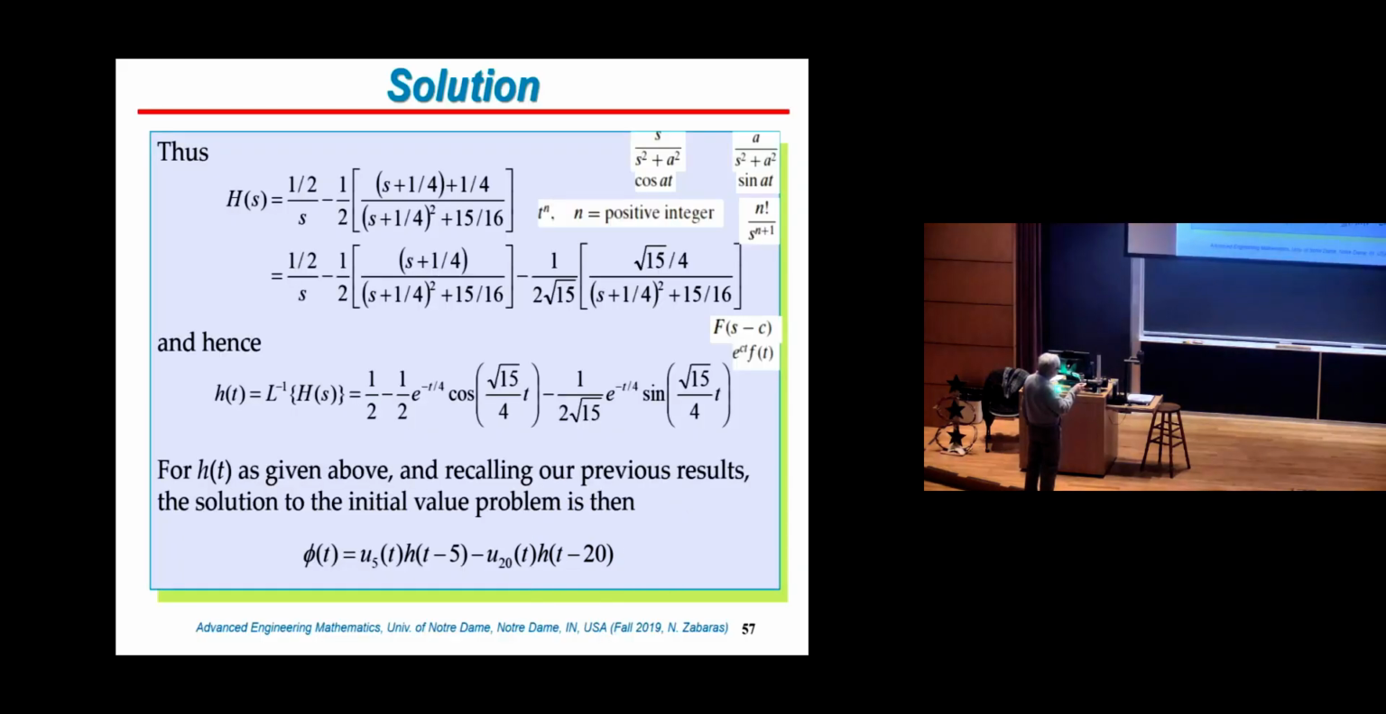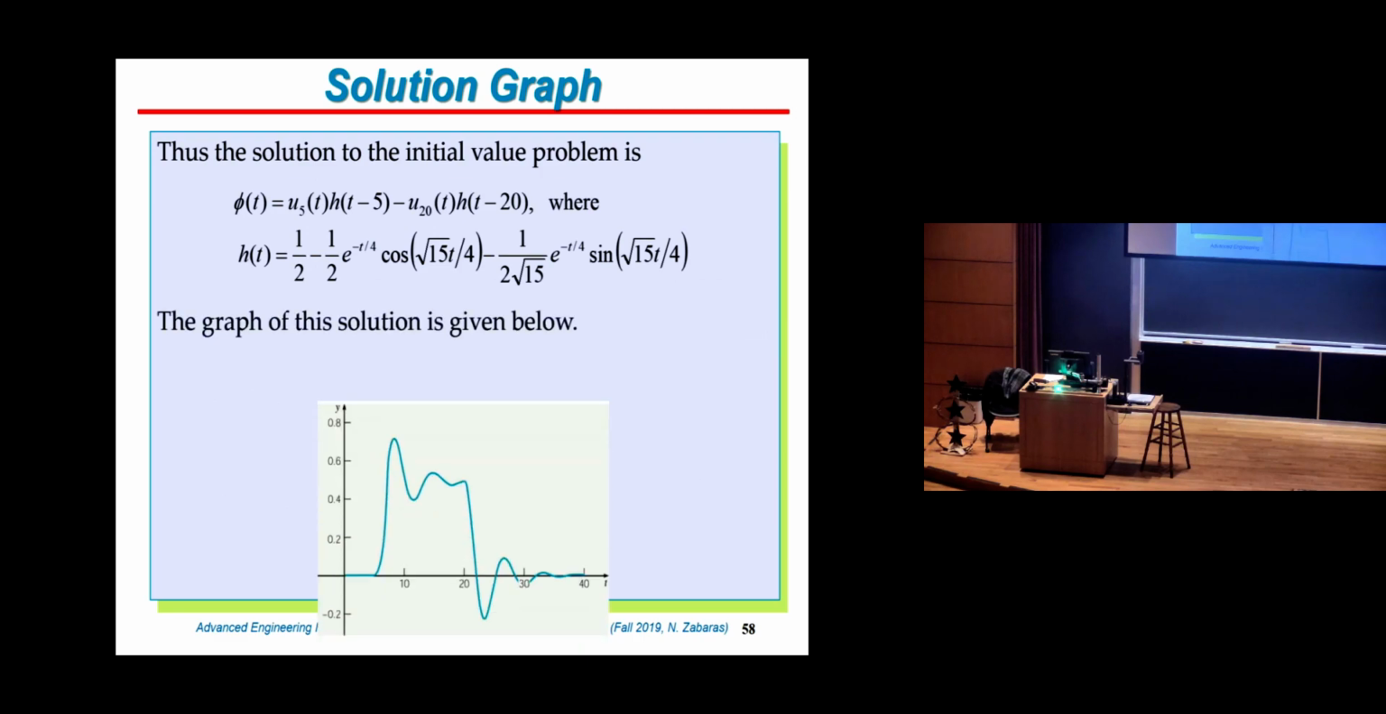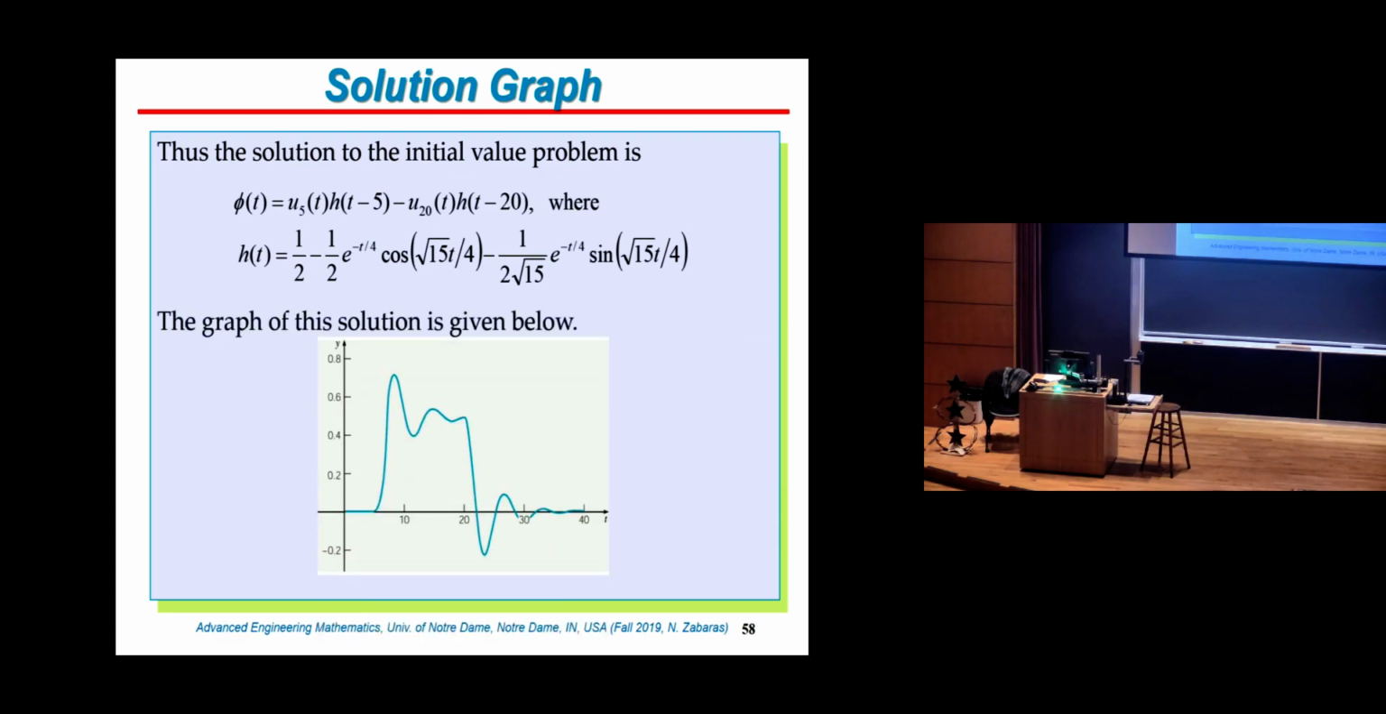So again, this is the function h shifted in time by 5, and the function h shifted in time by 20. And 5 and 20, you remember, were the interval where we put this external force equal to 1 in the first statement of the problem. Okay, so if I plot the solution, this is how it looks like, all right? So nice. Okay, so this is my nice function.